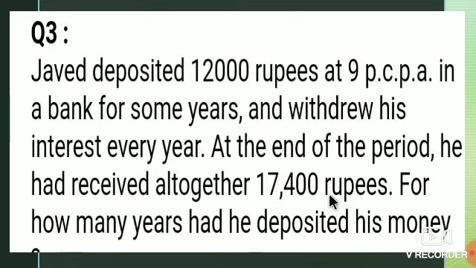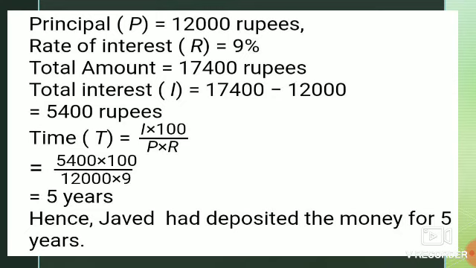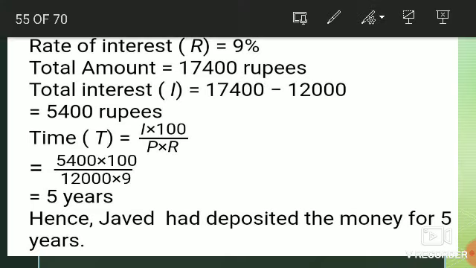17,400 rupees. So students, this 17,400 is the amount, and the amount is calculated as the sum of the principal and the interest. So principal plus interest is amount. Principal is 12,000, rate is 9%, total amount is 17,400. So we know the formula that A is equal to P plus I.